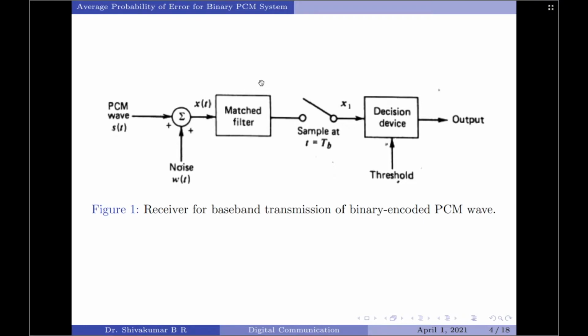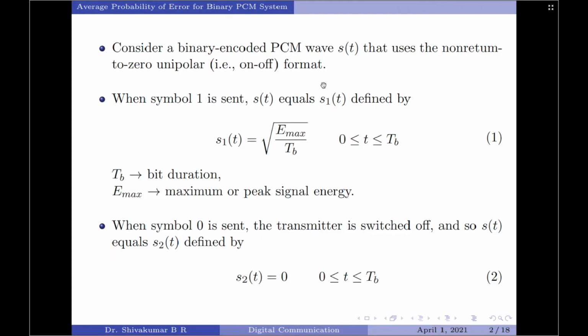Let us now move on and find the probability of error incurred by this receiver using the signal space approach. By analyzing equation 1 as well as equation 2, we recognize that the binary PCM system has only one basis function. The basis function is identified by taking the common terms in the equations 1 and 2. Here you see the S1 of t signal has an energy of root of Emax, whereas S2 of t has an energy equal to 0.